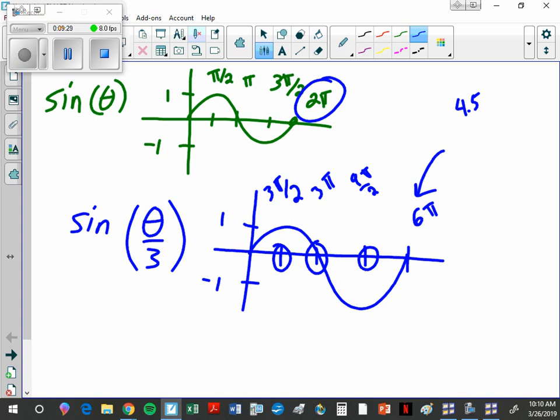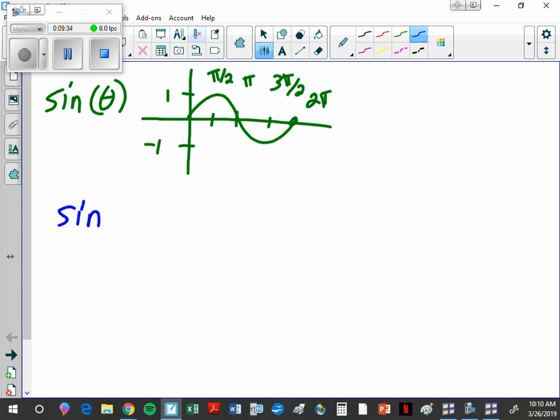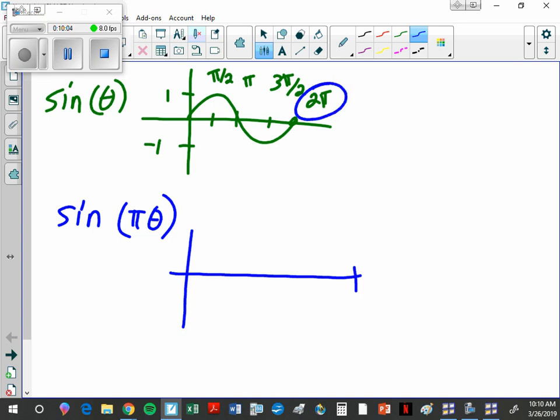Okay. Now, the only one we haven't done, oh, wait a minute. Let me do another one. What about the sine of pi theta? Well, pi is 3.1. So multiplying by 3.1, you think, would stretch it out. But it's actually going to bring it in a little bit. And so my old period end was at 2 pi. So what is the new period end?